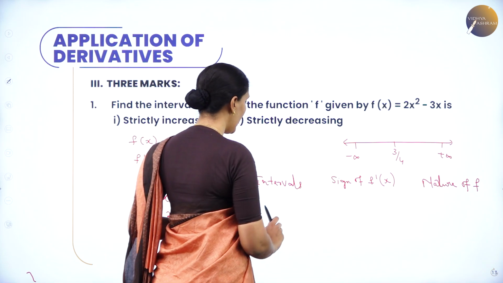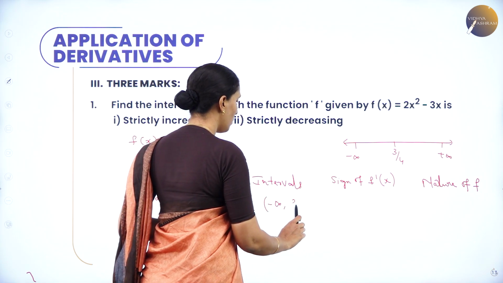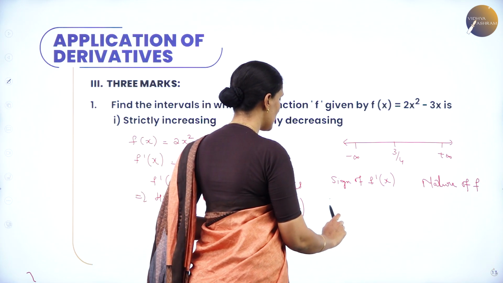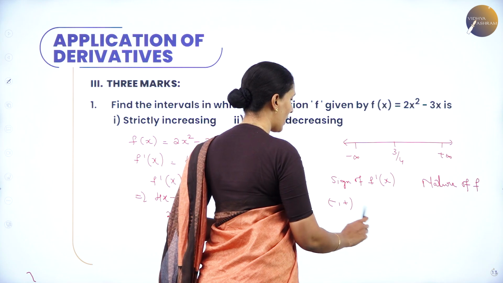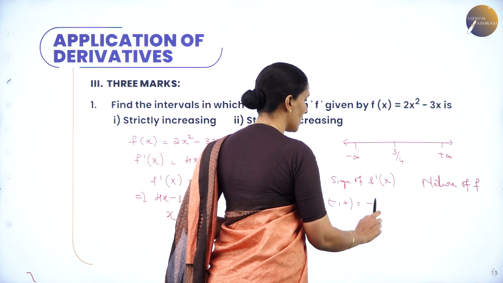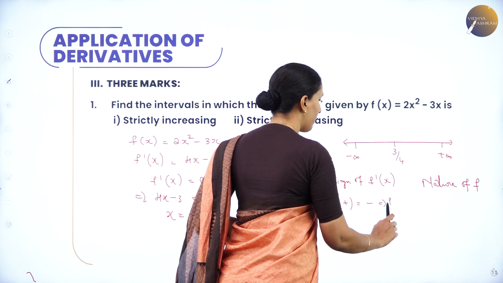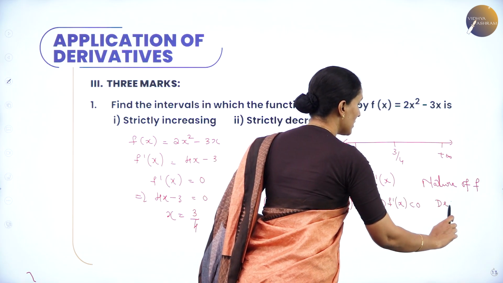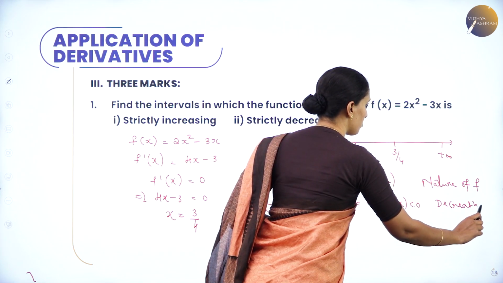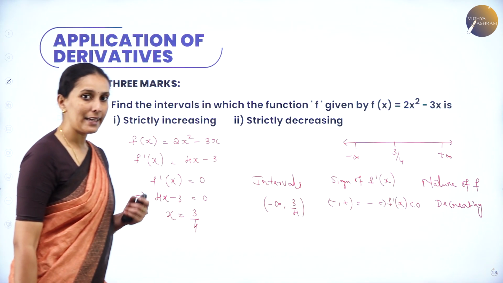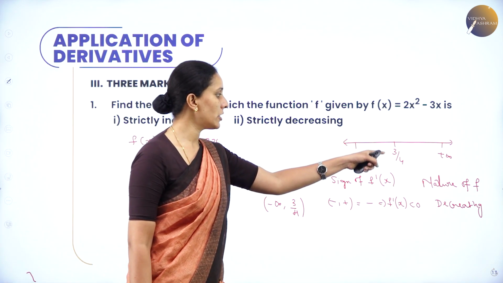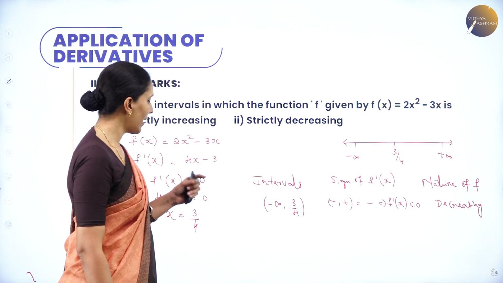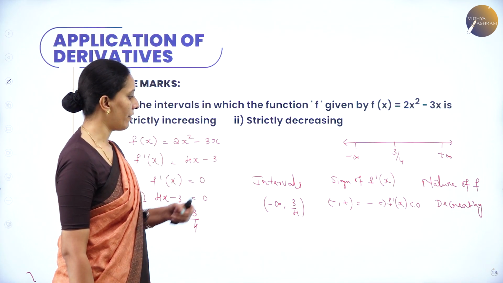So we can write the interval minus infinity to 3 by 4. If you observe the extreme values, this is minus and another one is plus. So minus into plus will be minus. That means here f dash of x is less than 0. So here the function is decreasing. To check this, you can take any example between minus infinity and 3 by 4. For instance, you can take 3 by 8 there and check the value of f dash there.